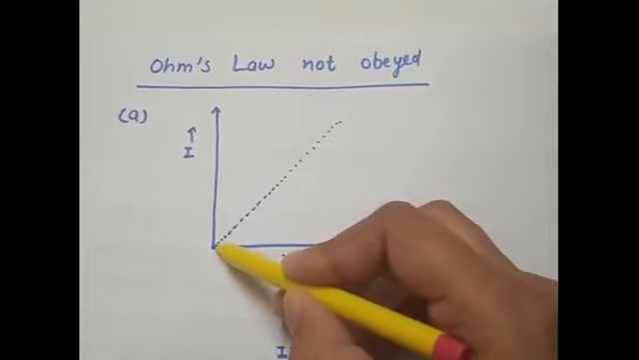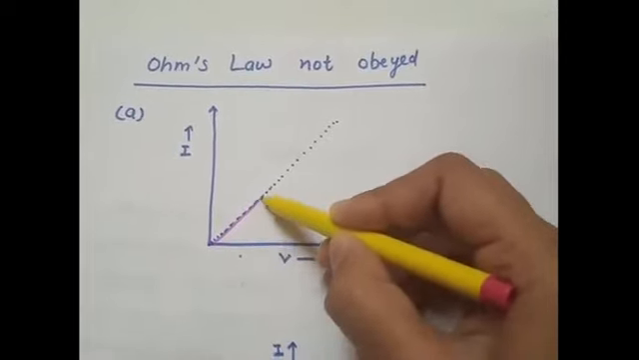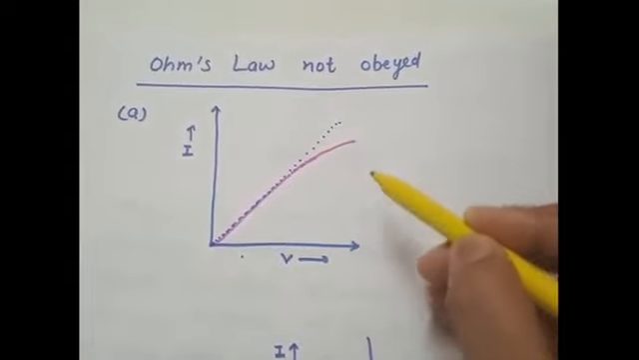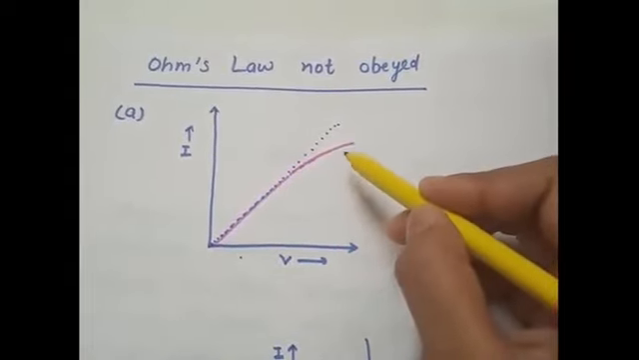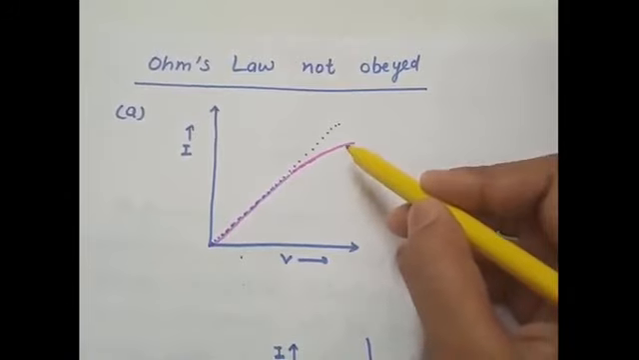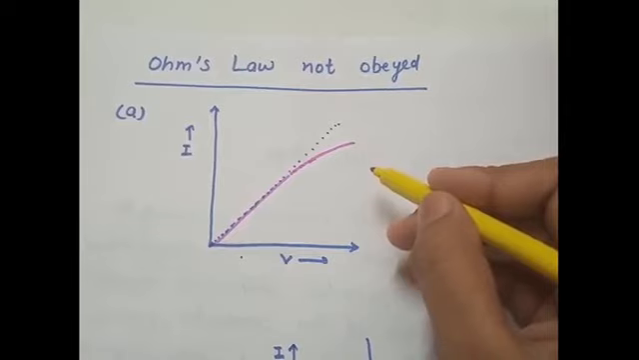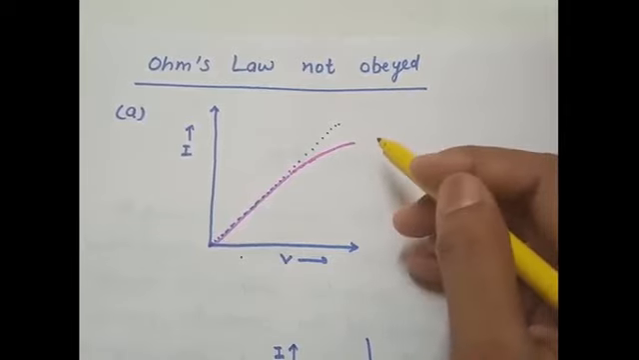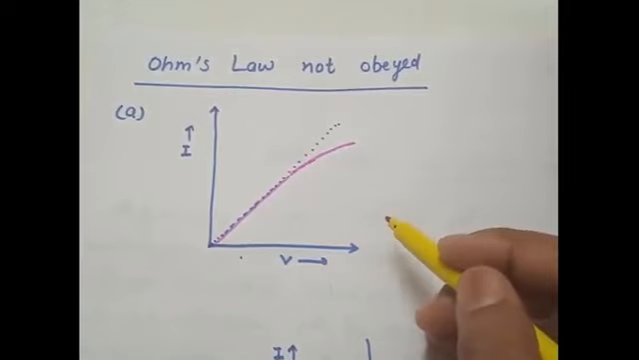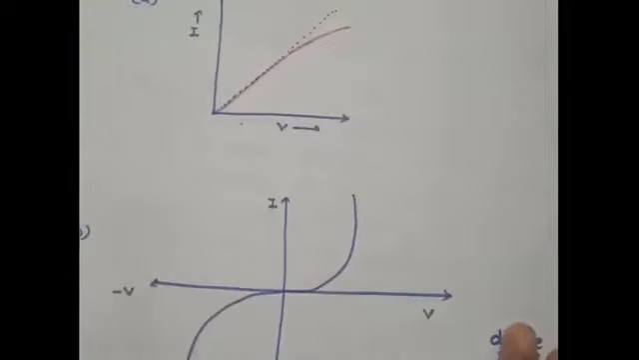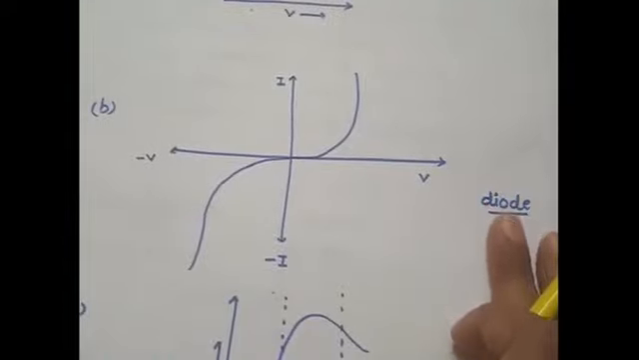So accordingly, this linear line also deviates from its path this way, and now it is no longer obeying Ohm's law. So at higher temperatures, even conductors are not obeying Ohm's law. We have some other materials like semiconductors, for example diodes. These you will study in the higher classes, but they have a relation between current and potential this way.